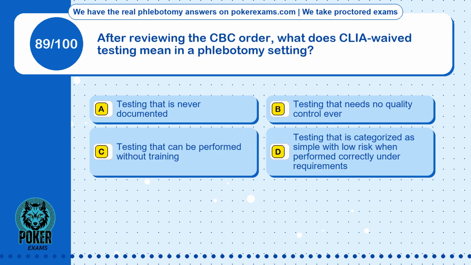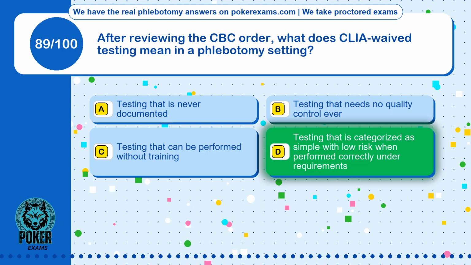Question 89. After reviewing the CBC order, what does CLIA waived testing mean in a phlebotomy setting? Option A, testing that is never documented. Option B, testing that needs no quality control ever. Option C, testing that can be performed without training. Option D, testing that is categorized as simple with low risk when performed correctly under requirements.